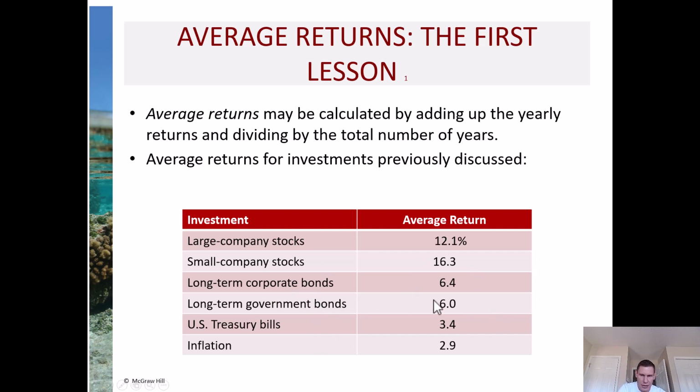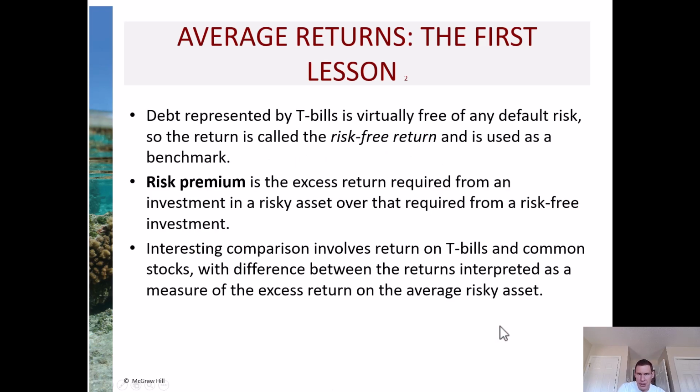And then you can see for the debt down here, of course the return is less, but the risk is also less. Now, debt represented by Treasury bills or T-bills is virtually free of any default risk. So the return is called the risk-free return, and we typically use that risk-free return, the RFR, as a benchmark. So the risk premium is the excess return required from an investment in a risky asset over that required from a risk-free investment. And so an interesting comparison involves returns on T-bills and common stocks, with the difference between the returns interpreted as a measure of the excess return on the average risky asset.